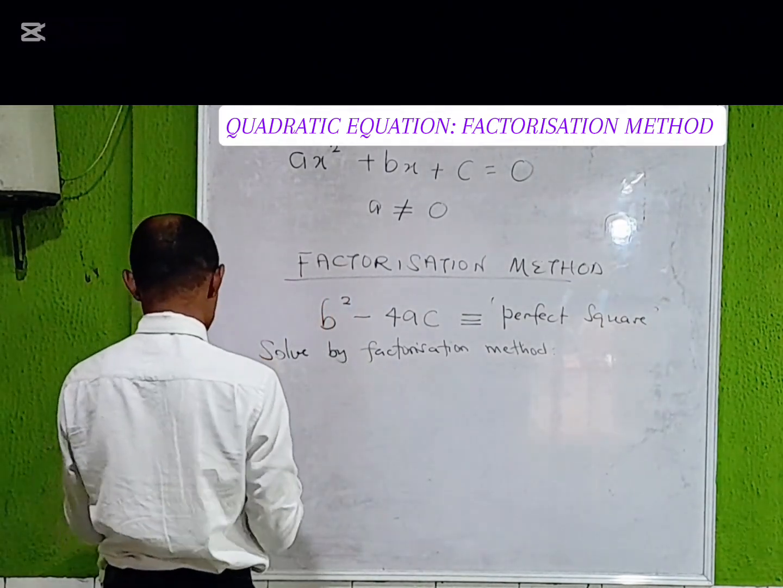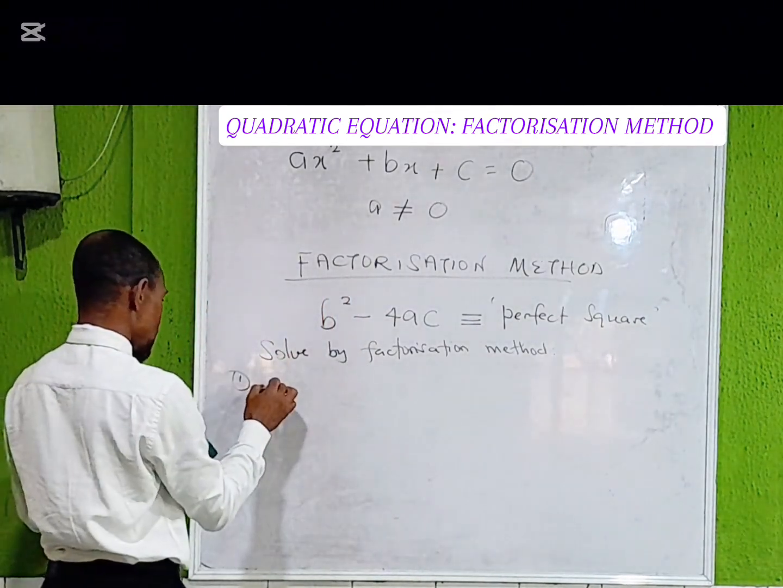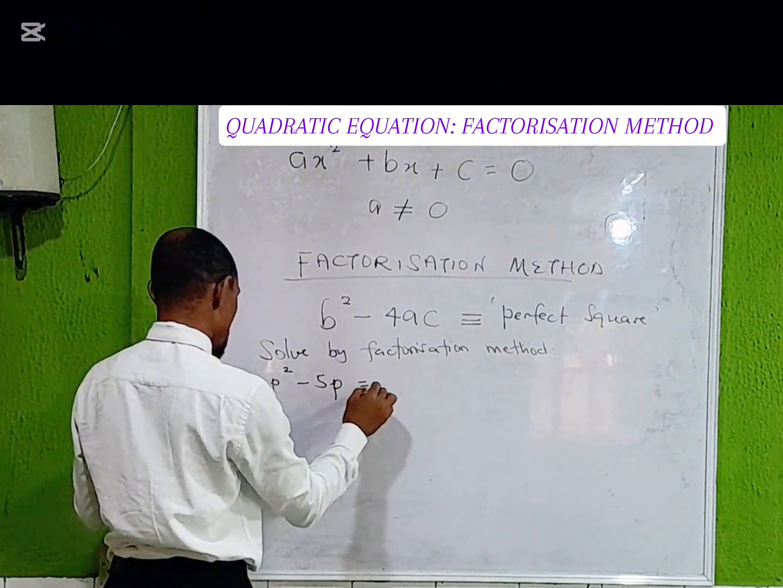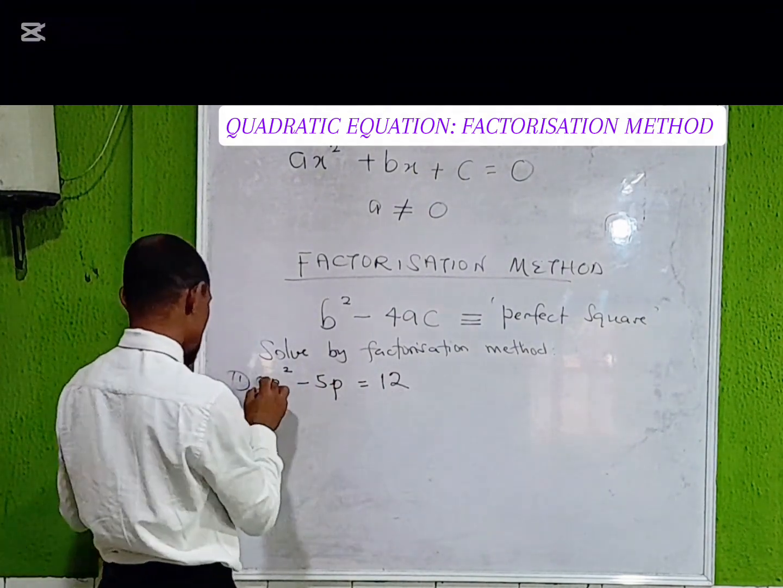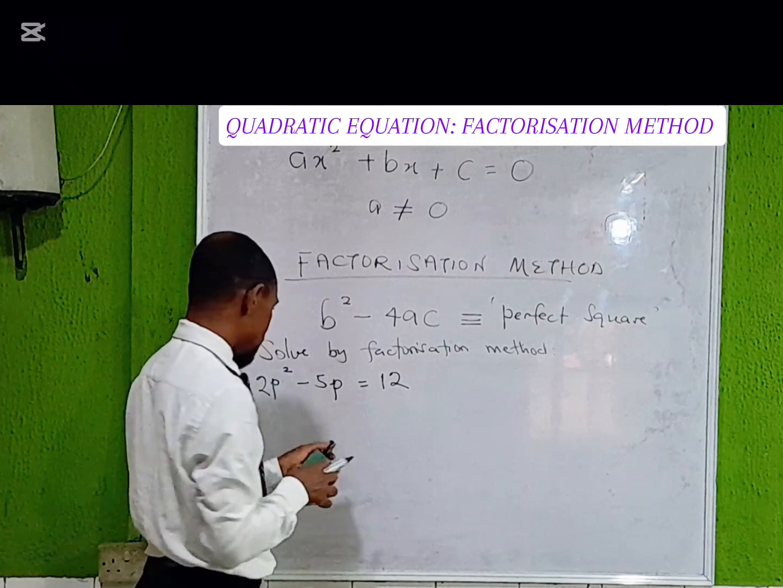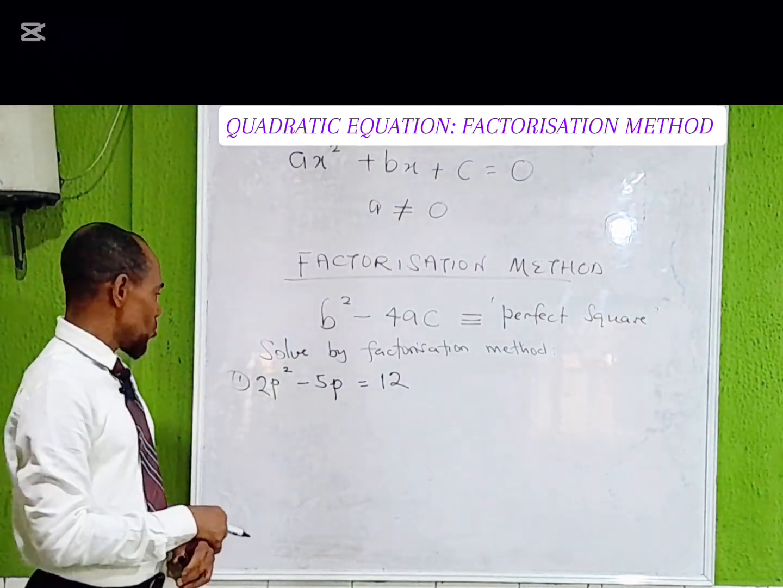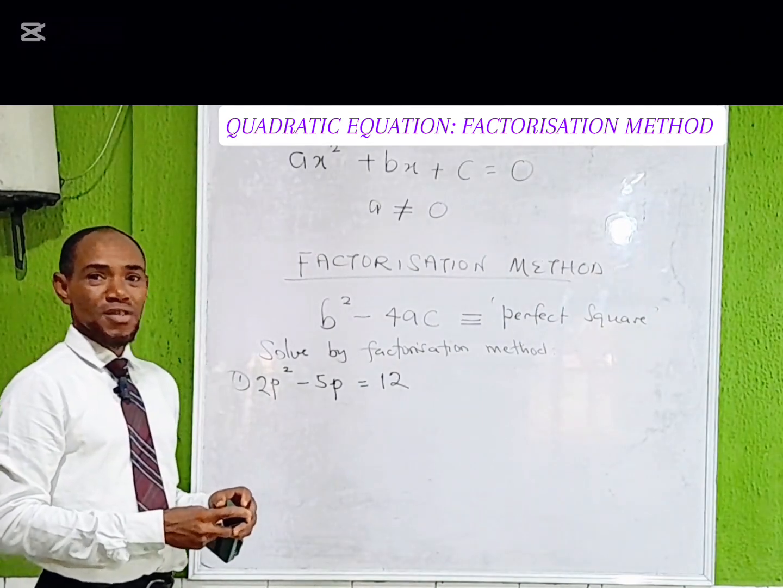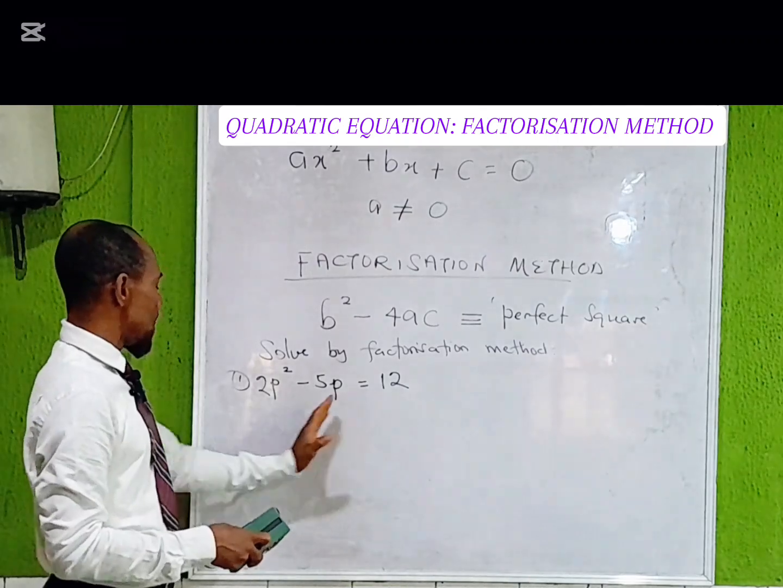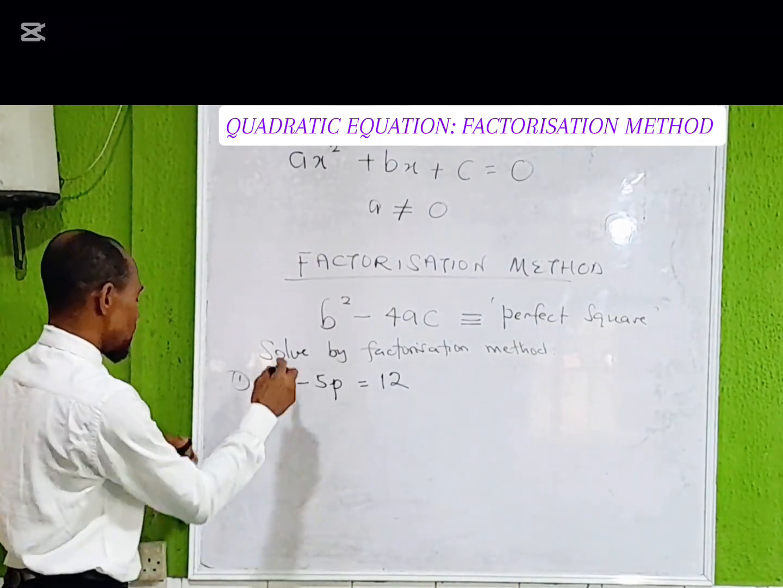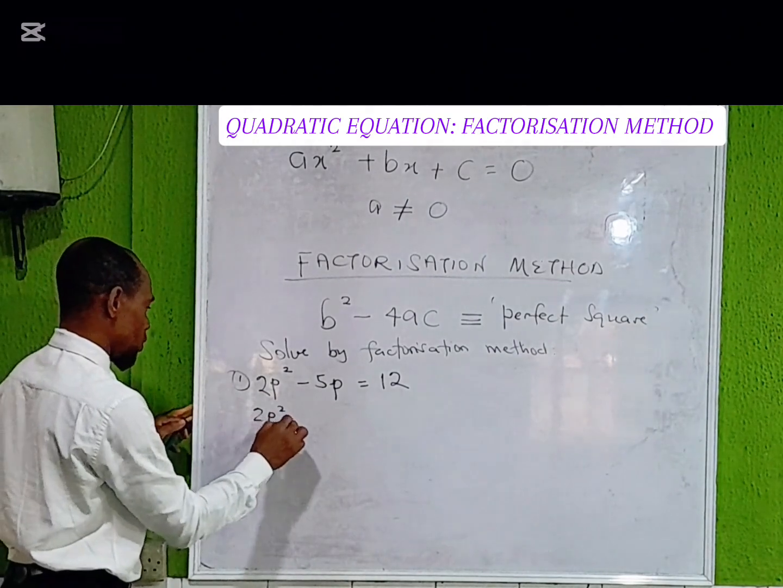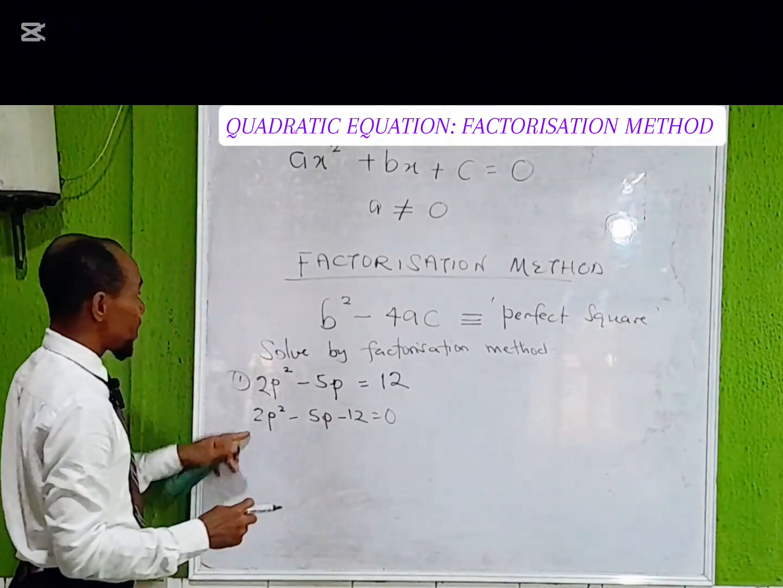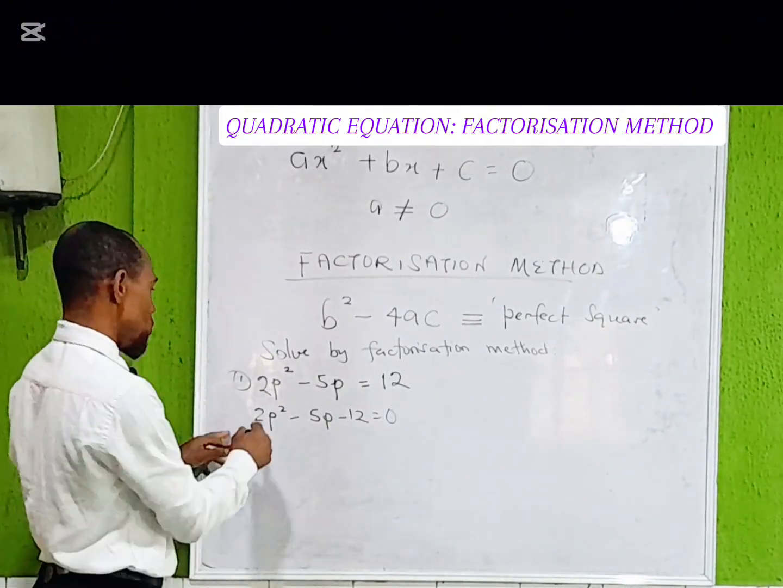So we are still going to solve by factorization method. Let's say we have 2p squared minus 5p equals 12. So there's not much difference. However, the first thing we have to do is to write this question in the standard form. Standard form is always having everything on one side equals 0. Hence, the first thing is to bring the 12 to the other side: 2p squared minus 5p minus 12 equals 0. Then we go as before.